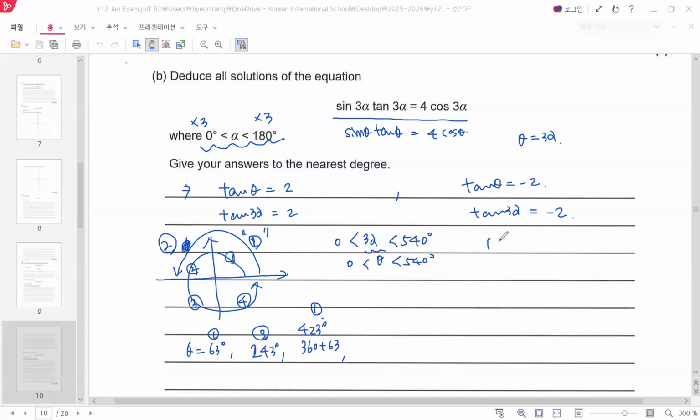And from here, theta equals, originally it was 117 degrees and then 297 degrees. So the second quadrant and then fourth quadrant, and you need to find one more second quadrant angle. Do you understand? One more second quadrant angle. So 117, 297, and then 477 degrees. Okay, now we are all set.